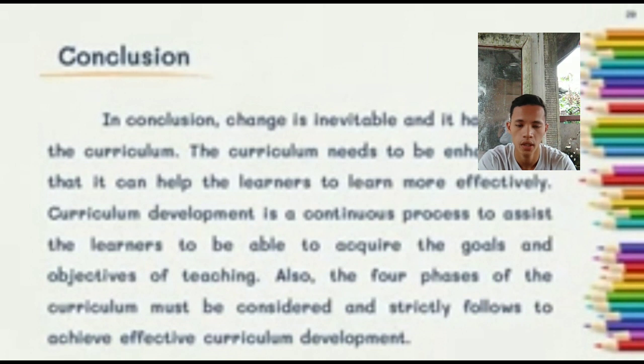In conclusion, change is inevitable and it happens in the curriculum. The curriculum needs to be enhanced so that it can help the learners to learn more effectively. Curriculum development is a continuous process that assists the learners to be able to acquire the goal and objective of teaching. Also, the four phases of the curriculum must be considered and strictly followed to achieve effective curriculum development.